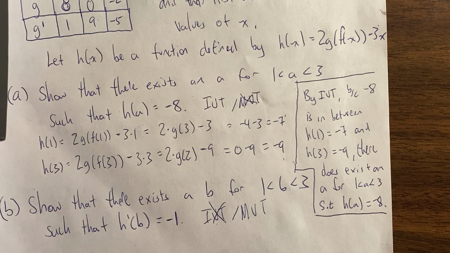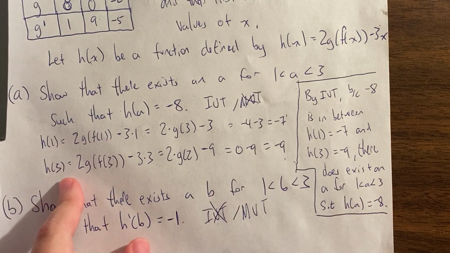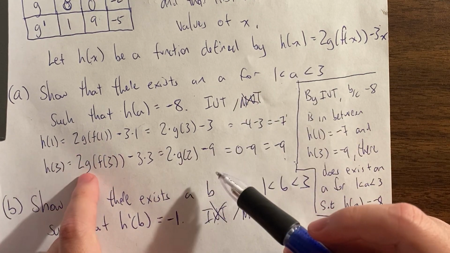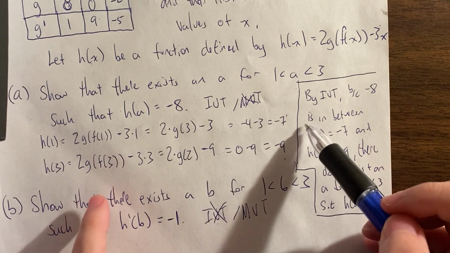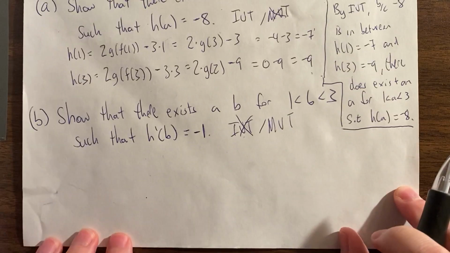Again, what you want to do is you want to show the given y value is in between the y values of the function you care about. In this case, we care about h. So we found h of 1 and h of 3, and -8 is in between -7 and -9, which are the h values. So that's how you do IVT. Let's go on to this MVT question.